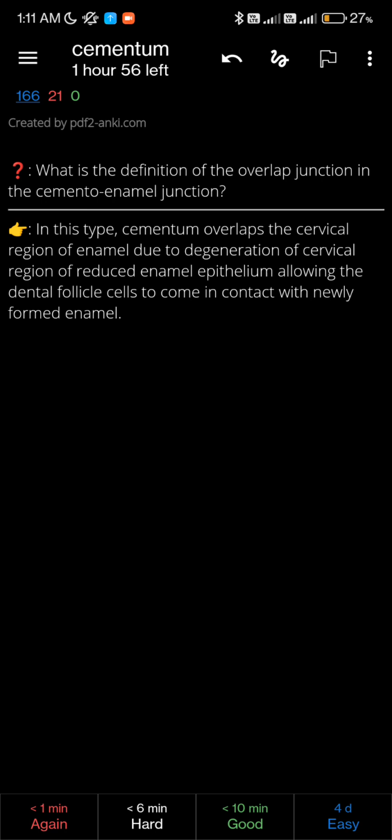The cervical region of enamel is overlapped by cementum due to degeneration of the cervical region of the reduced enamel epithelium, which allows the dental follicle to come in contact with the newly formed enamel, resulting in the formation of this overlap junction.